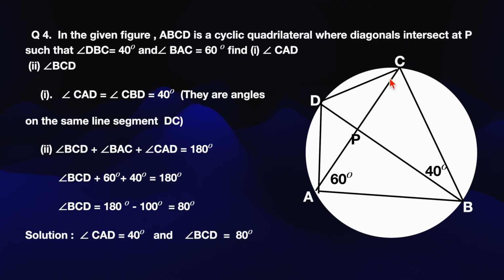BCD, this angle. Okay. So this is a cyclic quadrilateral, so the sum of the opposite angles will be equal to 180. So DAC plus CAB plus BCD is equal to 180. This is 40. This is 60. So 100. So this angle is 180 minus 100, that is equal to 80 degrees.